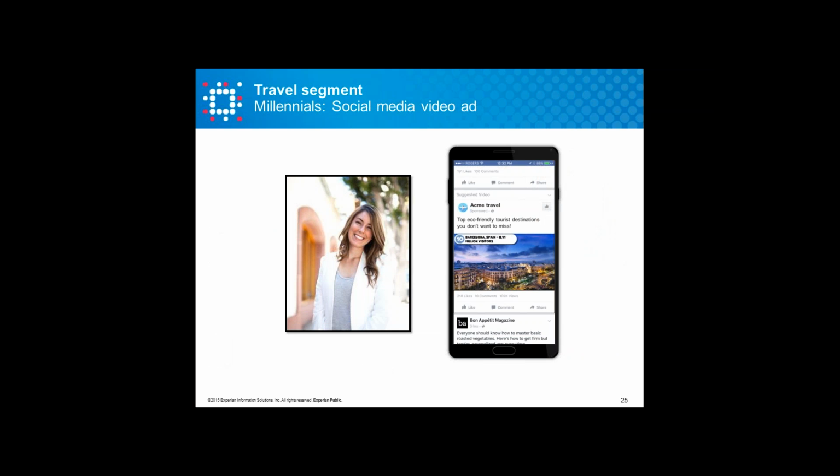But what we're actually starting to think about is, it's targeted to this audience, and it needs to work well on those mobile devices. So using the social channel, making it eco-friendly in the messaging, video format, because we know it's multimedia. That's going to really resonate with those travel millennials.